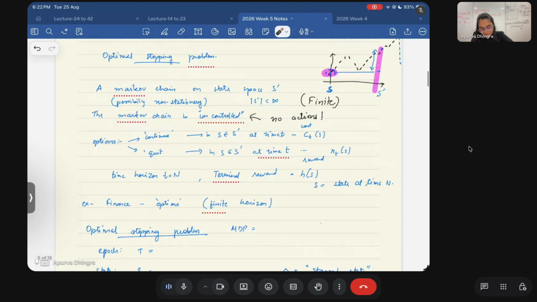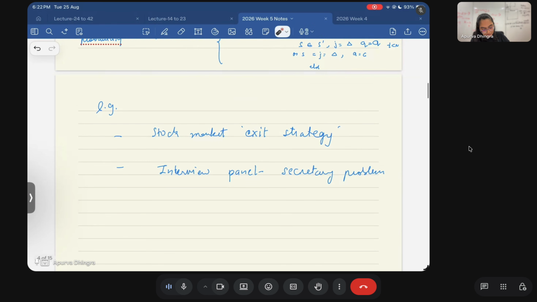Okay, so this is a good example of how this idea of optimal stopping problem can be applied to an actual real life situation. The one that I've described is called an exit strategy type stock market example. So this is an example from finance.